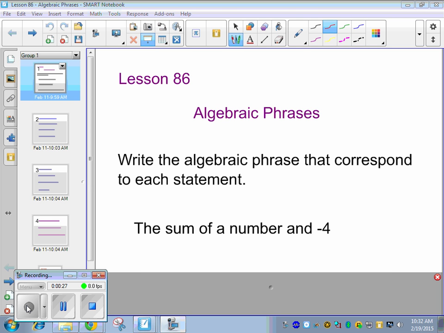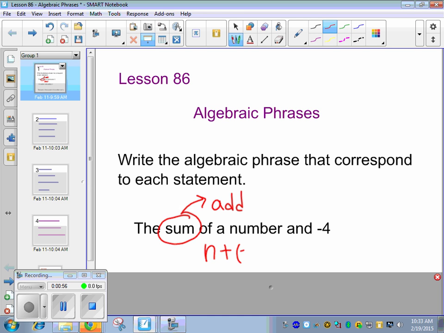Okay, so an important vocab word is sum. What does sum mean? Yeah, the answer to an addition problem. Good. So if we know what that means, that helps. So we have the sum of a number and -4. What do we use for a number? A variable. So we're going to use n. So the sum of a variable and -4 would be n plus -4.